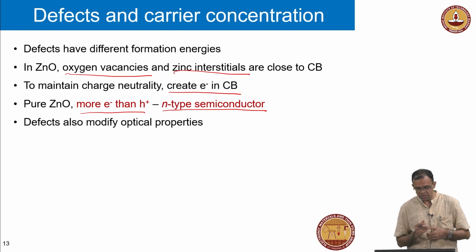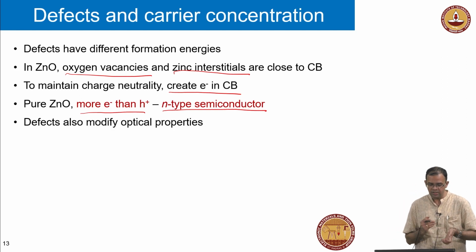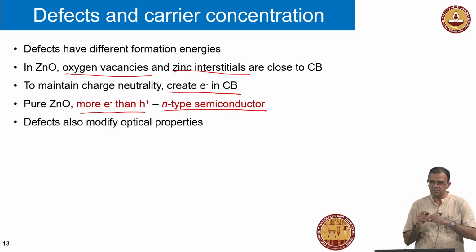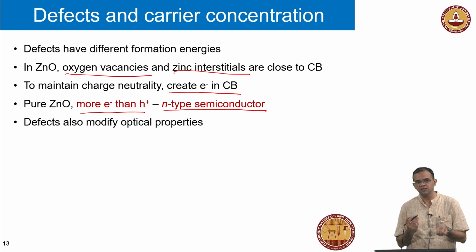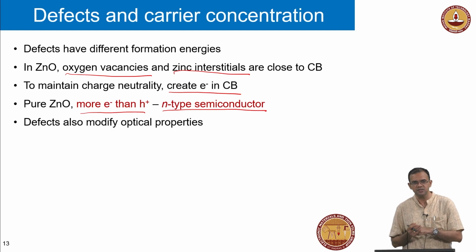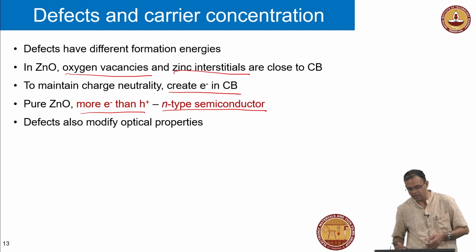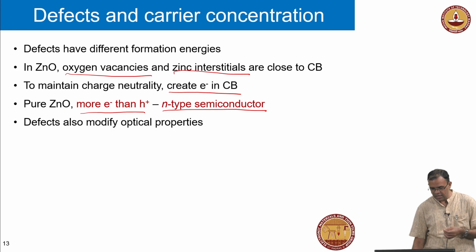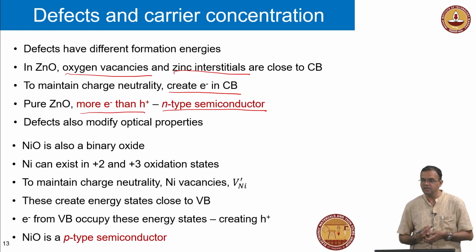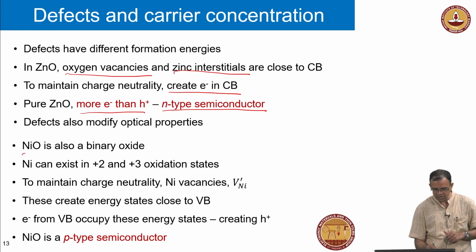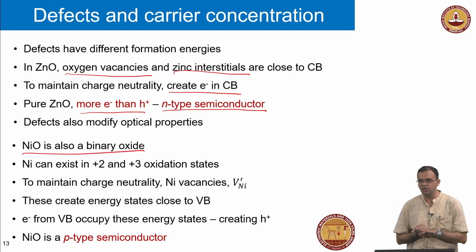Pure zinc oxide turns out to have more electrons than holes, so it's an n-type semiconductor, and by processing it I can also vary the carrier concentrations. If I create more oxygen vacancies, consequently I should have more electrons in the conduction band, which means I must have higher conductivity. If I can create an n-type semiconductor, we can also create a p-type semiconductor, and nickel oxide is a classic example of a p-type semiconductor.